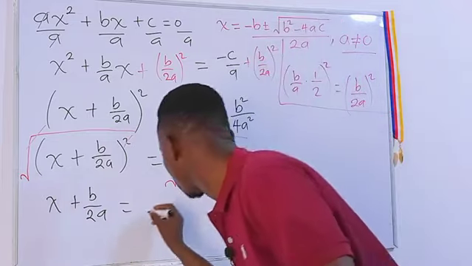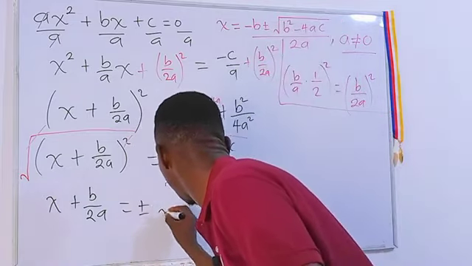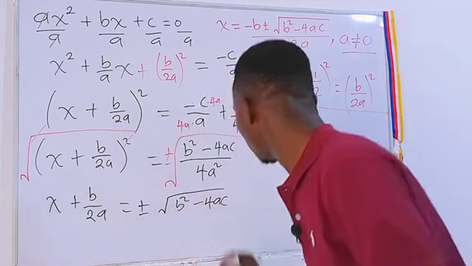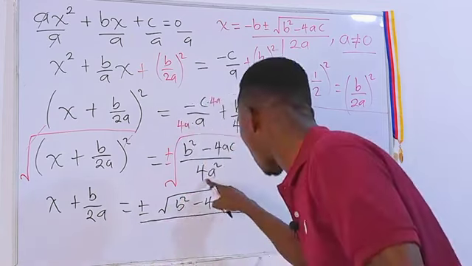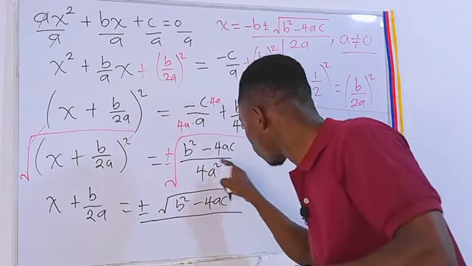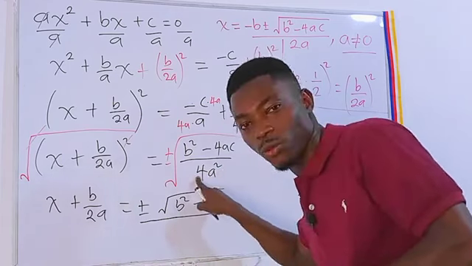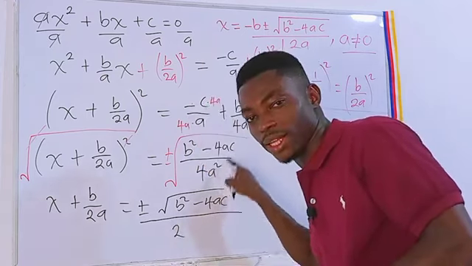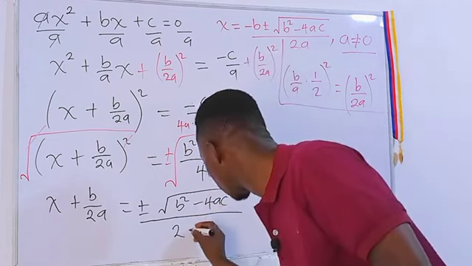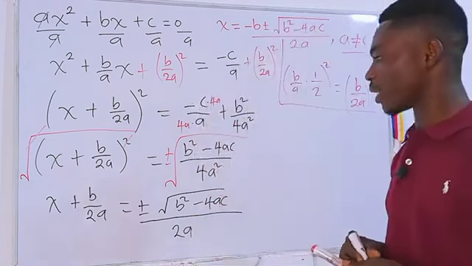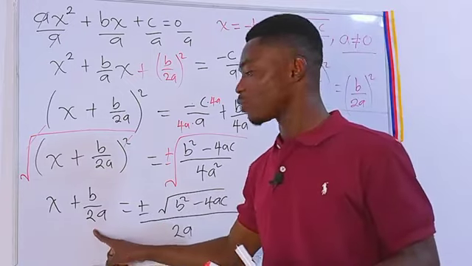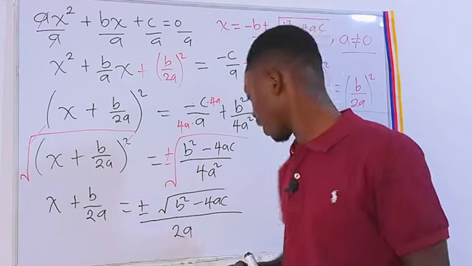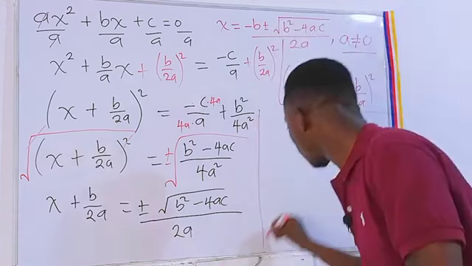Check this out. I'll just put my plus or minus, then square root of b squared minus 4ac, all divided by 4a squared, then square root of this right here. Square root of 4 will be 2, then square root of a squared, the square will cancel out the square root and we'll be left with just a, this way. We have x here, we have this one. Let's let x be on the left hand side, then everything else go to the right hand side.